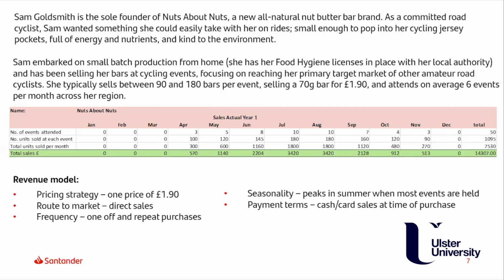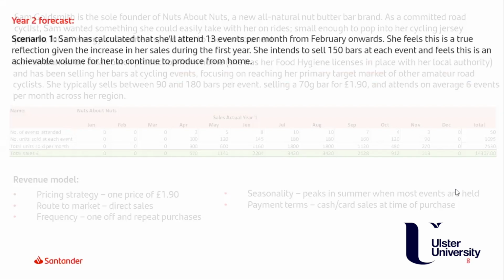There is seasonality, so she's definitely seeing peaks and troughs when there are more events than others. So she's seeing a peak in the summer and then the events trail off in the winter. And her payment terms, she's bringing cash or card sales in immediately. So there are no credit terms. She's receiving the money instantly from her customers. So let's move on to a couple of scenarios for year 2.